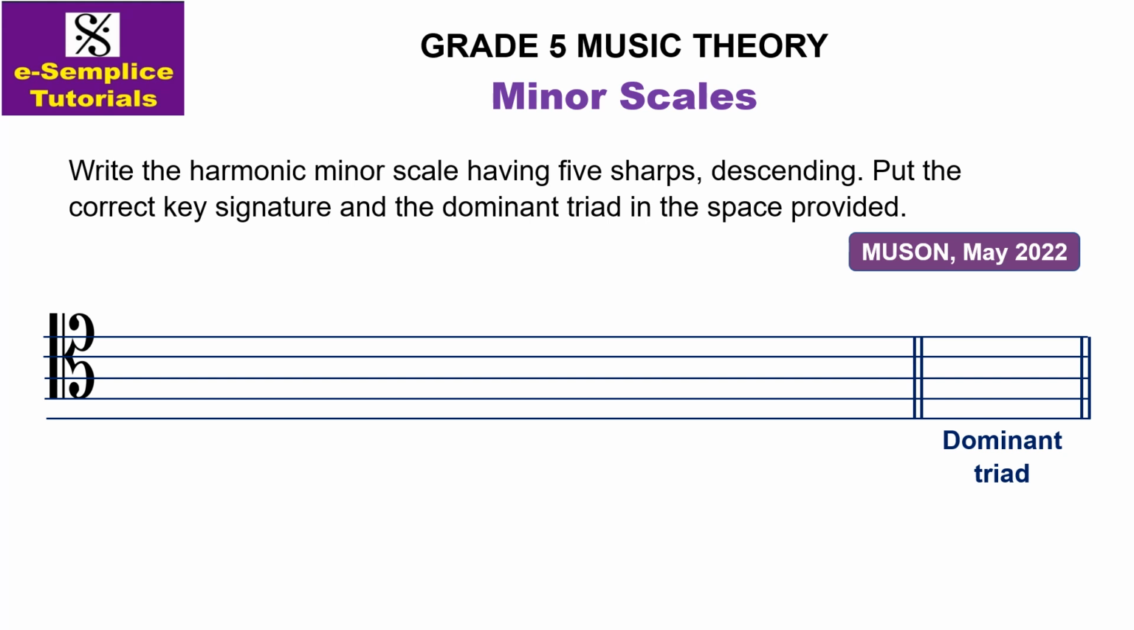As best practice, let's highlight what you are required to do in this question. 1. Harmonic minor scale with 5 sharps descending, correct key signature, and then the dominant triad. You are supposed to fulfill all this, answering this question.